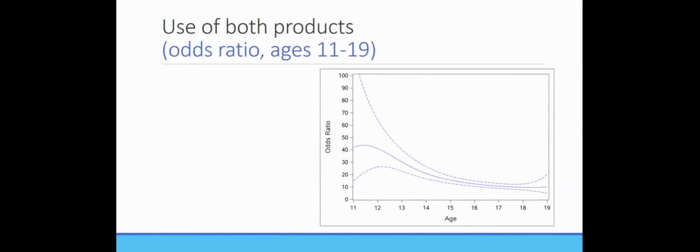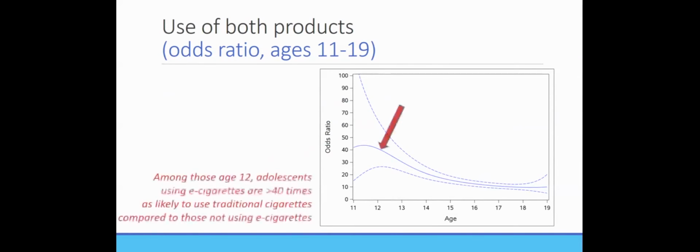Okay, and finally, what is the association between using one product and using the other product? So we are showing here, again, on the x-axis, we have age 11 and 19. And on the y-axis, these are odds ratios, and that is an odds ratio of 45. How do we interpret this? So these are age-specific odds ratios. So let's take age 12 as an example for interpretation purposes.